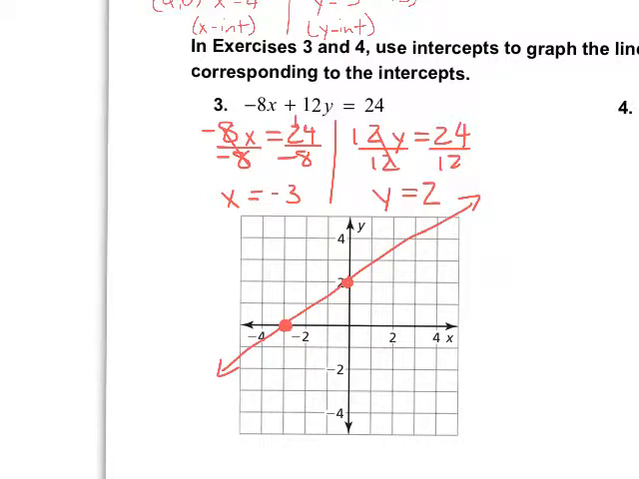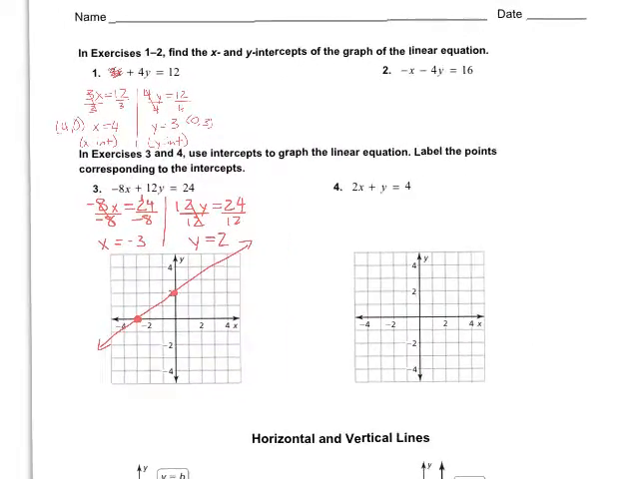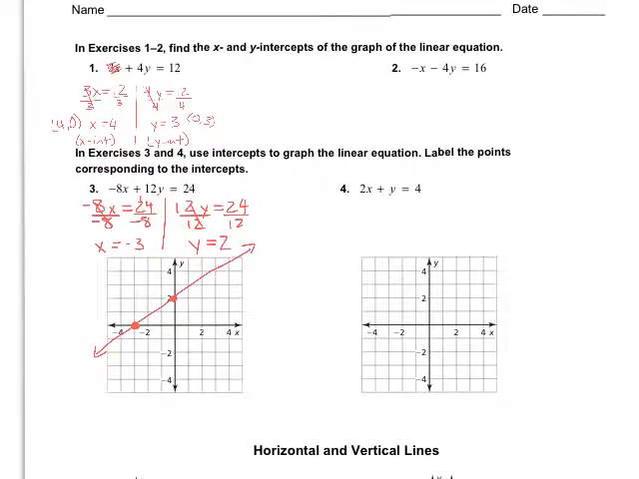Okay. So I'm going to go ahead and stop for a second. Go ahead and pause the video. Do 2 and 4 together with your groups, or I guess individually if you're listening to the video individually. And then you can go ahead and start the video back up when you're ready for me to do it.